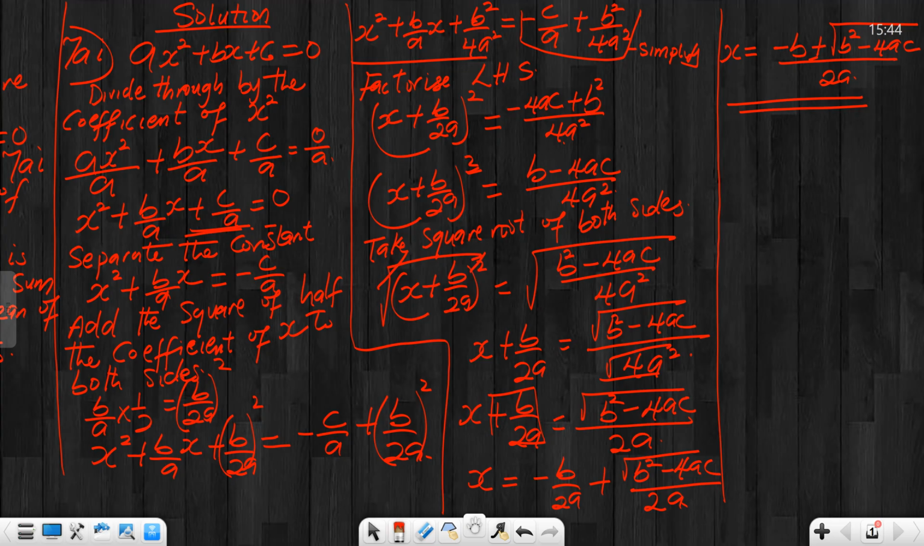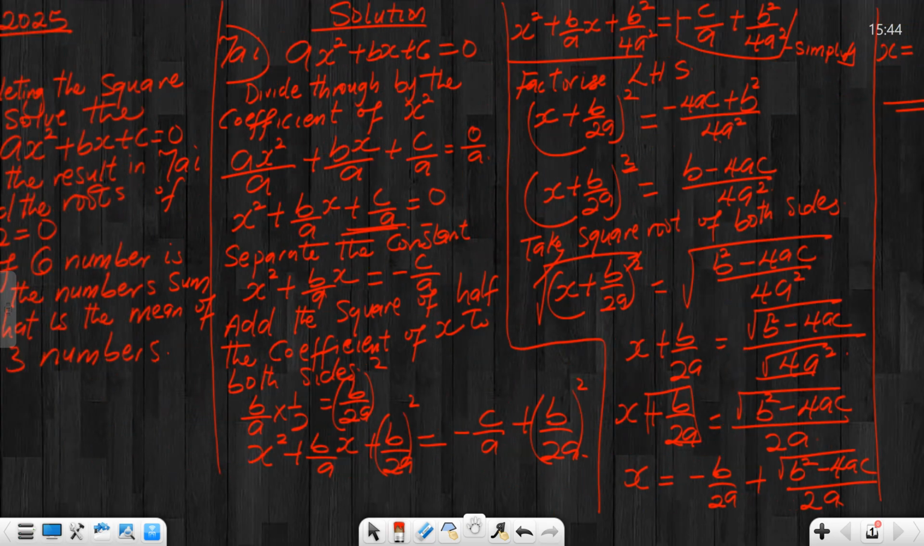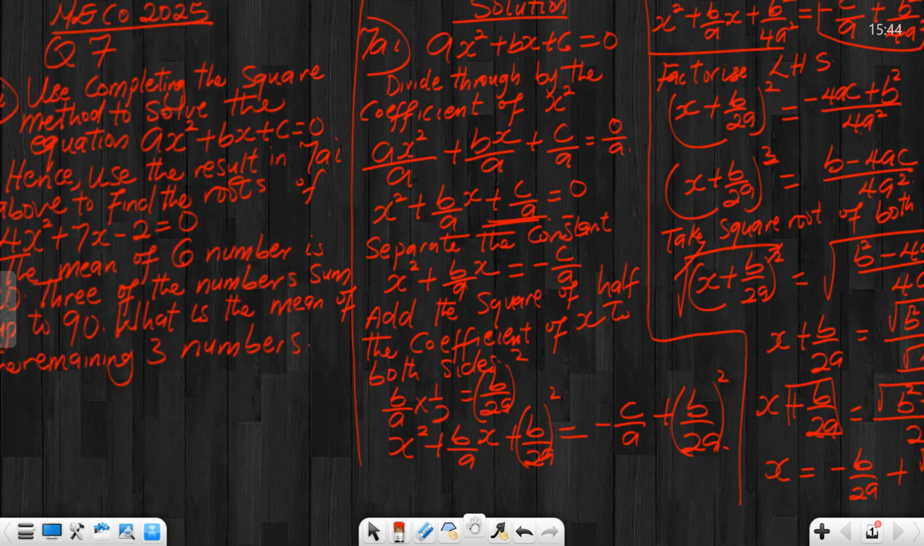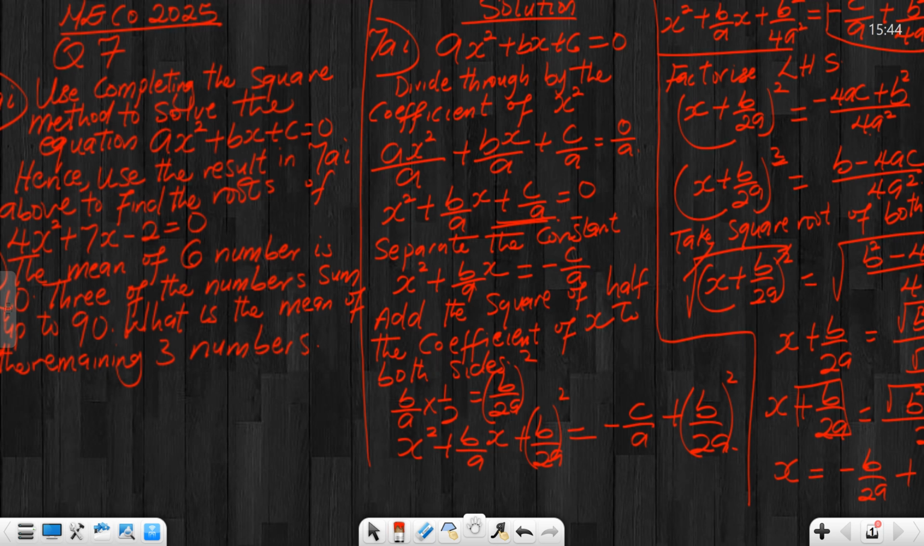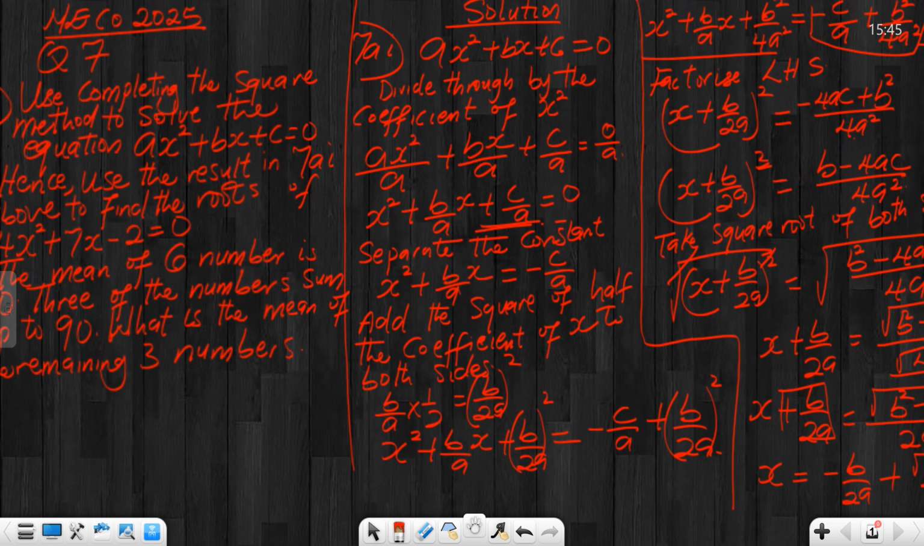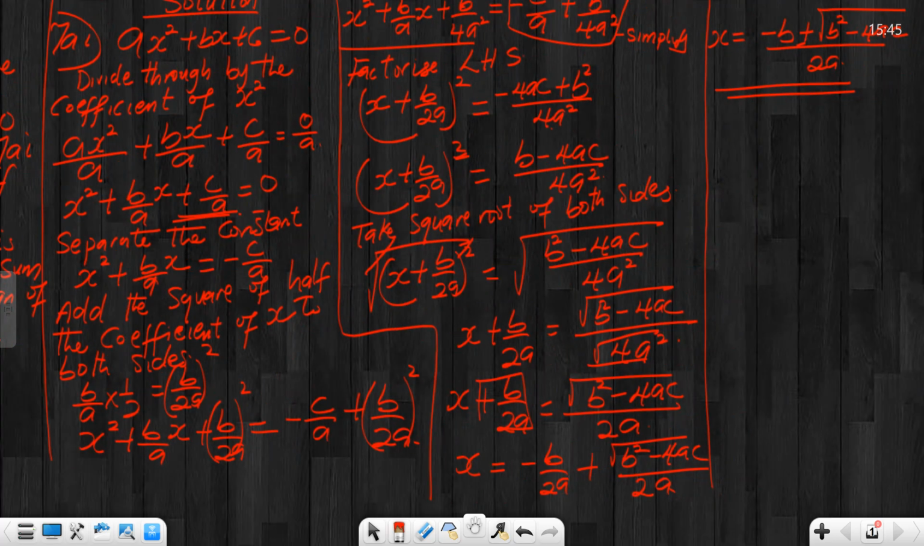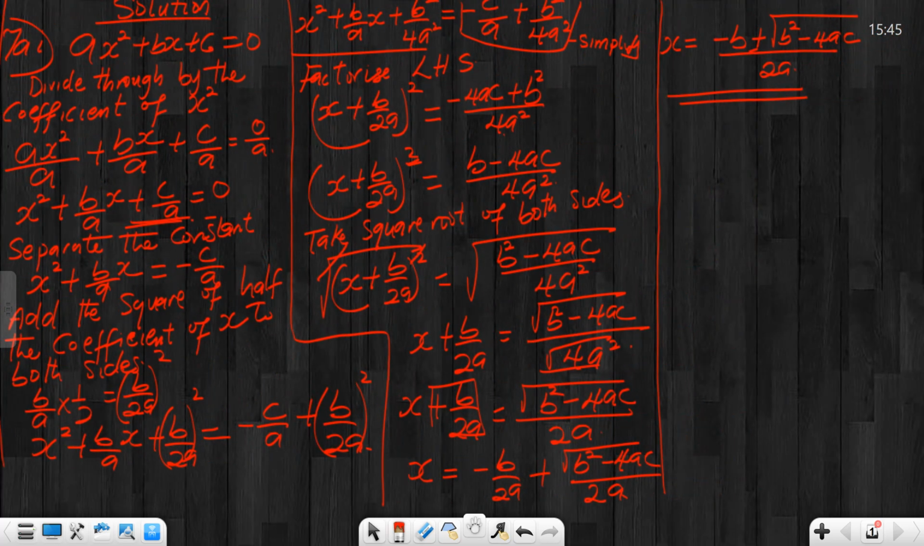And the second question says, we are given an equation to use this formula to solve. And the equation says 4x squared plus 7x minus 2. So let's go back there. We are going to use this to solve the equation, that's question 2. Question 2 says 4x squared plus 7x minus 2 equals 0. So we have to use this formula to solve it.